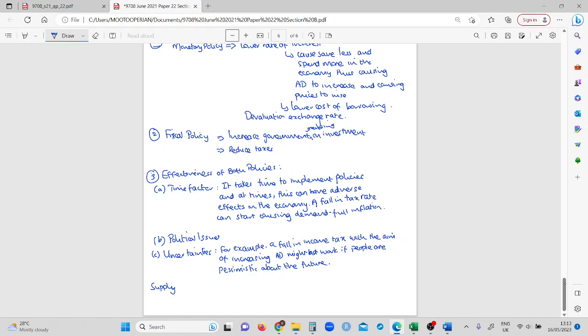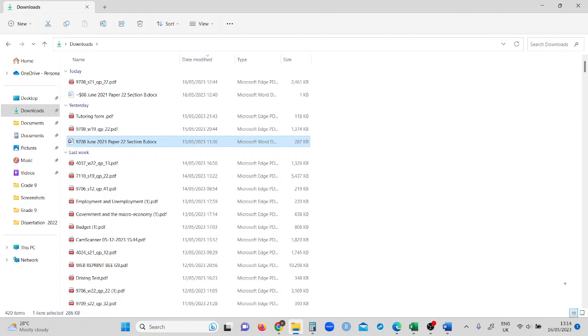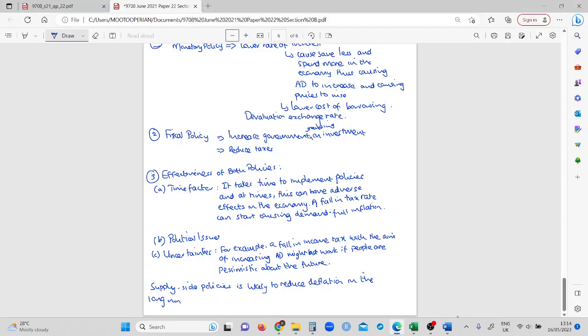So then the last paragraph, you can explain that supply side policies are likely to reduce deflation in the long run. For example, of course, you have to give an example.